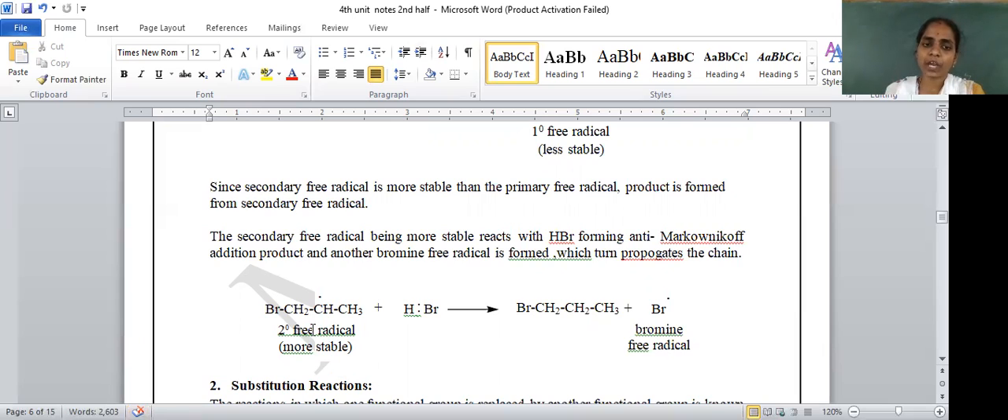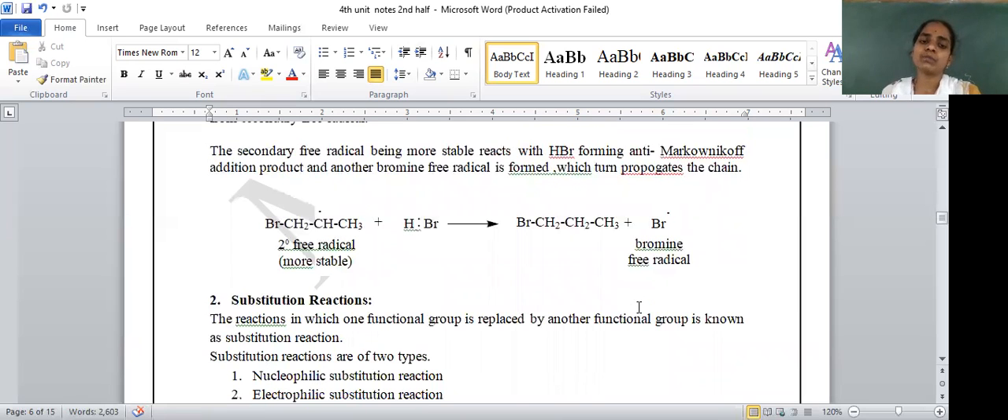The secondary free radical reacts with HBr, forming the product where bromine is attached to the first carbon, which has more hydrogens, and liberating a bromine. This hydrogen attaches here and bromine is liberated as a free radical. Again, this free radical is necessary to react with one more propene molecule. In that way, the step continues in a propagation manner.